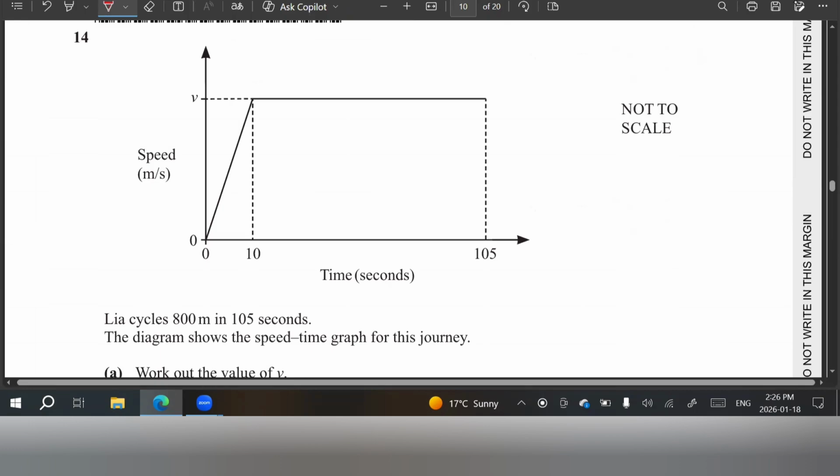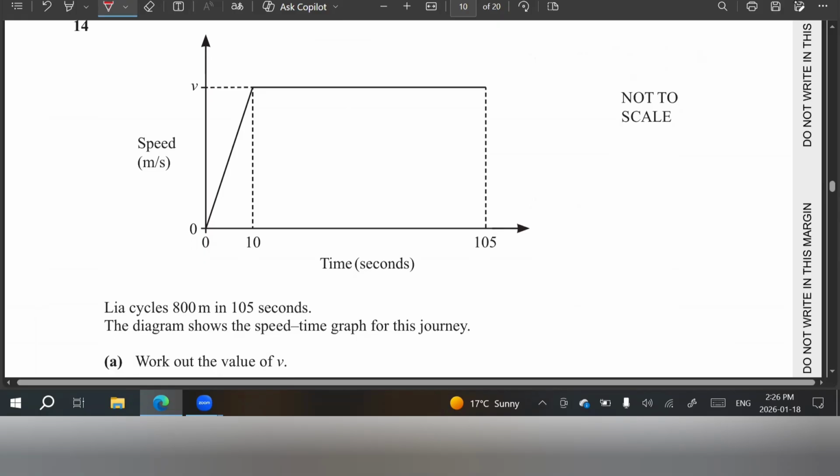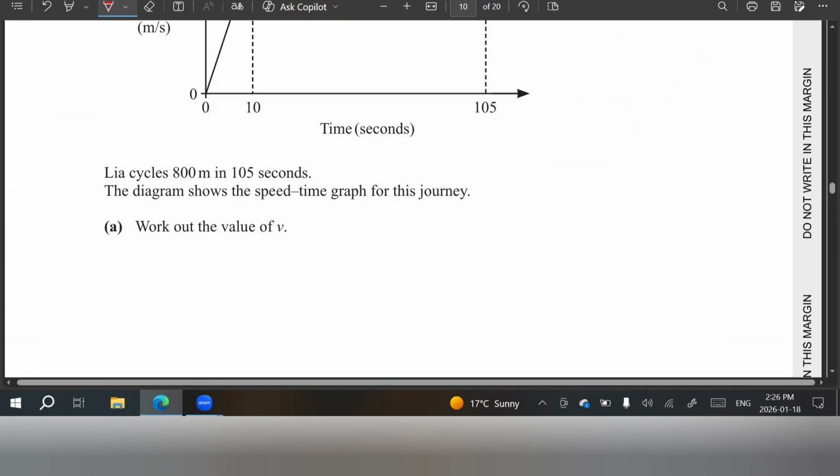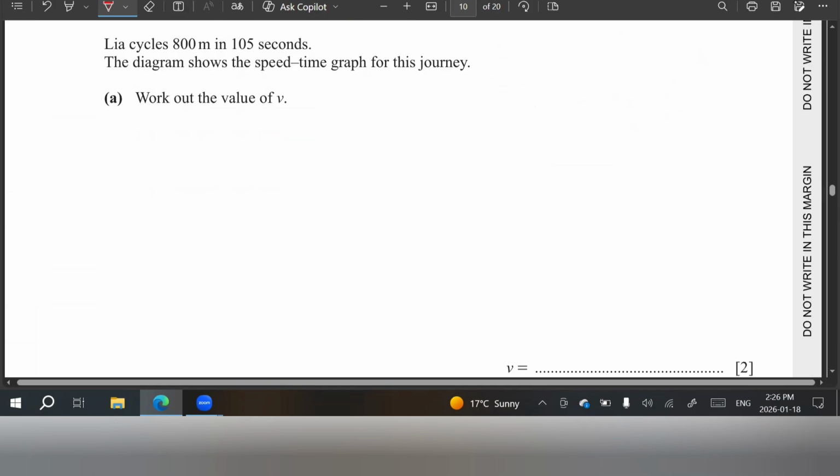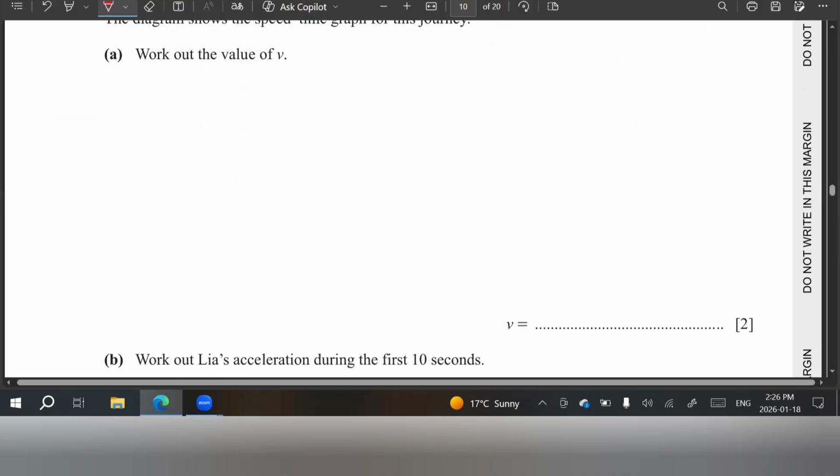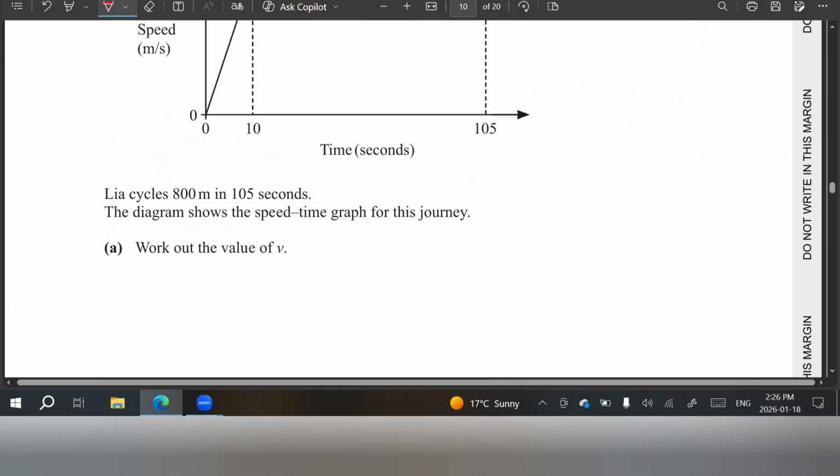Here we have a speed time graph. On the y-axis you can see the speed is represented, and on the x-axis the time is represented in seconds. The speed is in meters per second. Here we have a speed time graph, which is basically in the shape of a trapezium. Their first question is: Leah cycles 800 meters in 105 seconds, and the diagram shows the speed time graph for this journey. The question is, work out the value of V. And it carries 2 marks. Okay, this is the A part. We want to find out the value of V.